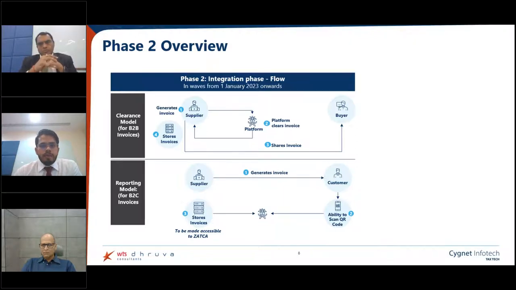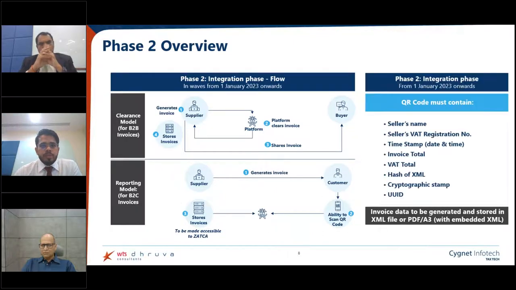And all the invoices have to be archived in a server, as we discussed earlier. Now for B2C, there is a reporting model whereby a simplified invoice will continue to be raised with a QR code with a few additional information. Now here the catch is that Zutka will ask companies to upload the B2C invoices in an XML file into their platform. So Zutka will have full clarity or reporting on the B2B supplies and the B2C supplies being made by a particular company.